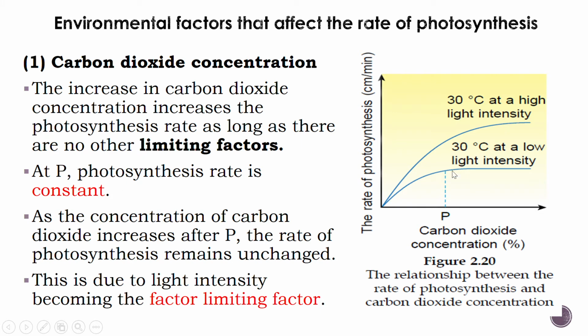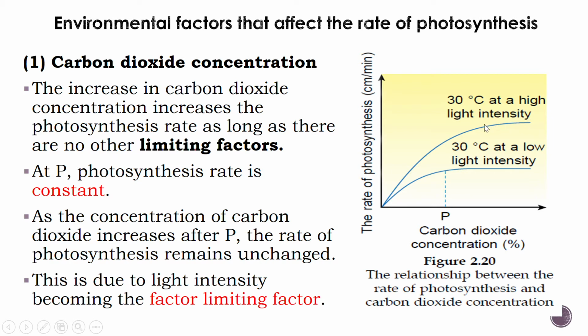So dekat sini, at P, okay, take note that the photosynthesis rate is constant from P onwards. Okay, daripada P onwards, it doesn't increase anymore even though you increase the concentration of carbon dioxide. Kenapa? Okay, sebab other limiting factor, for example here light intensity sudah menjadi faktor pengehat. Okay, dia sudah mengehatkan the increase of the rate of photosynthesis. Kecuali lah kalau kamu tambah keamatan cahaya.